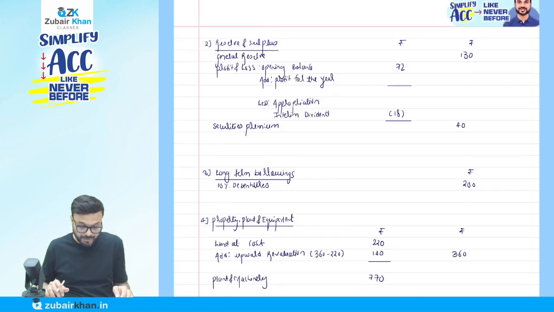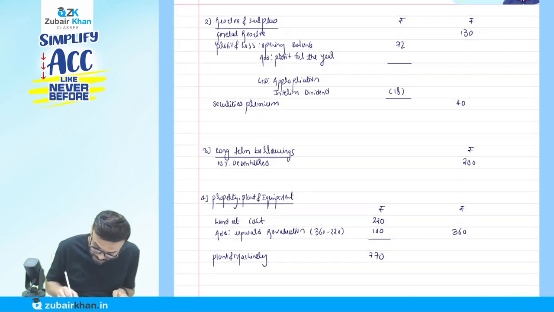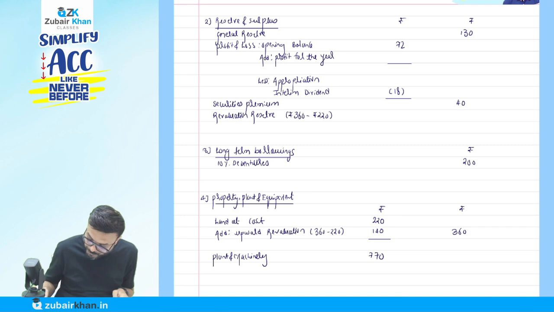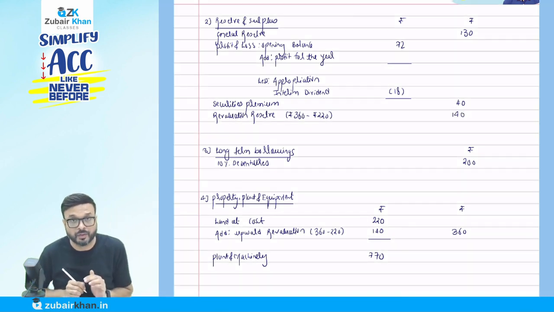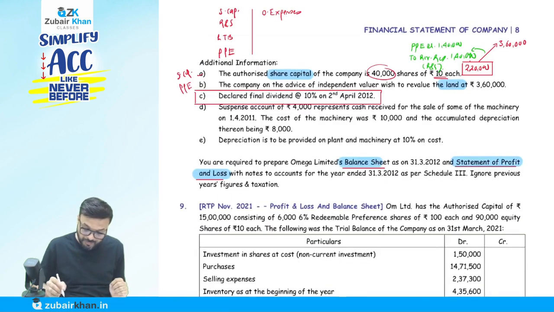The second effect will come under reserve and surplus. Write down your revaluation reserve: 360 minus 220, that is 140. Okay, done. Now we have finished point B.